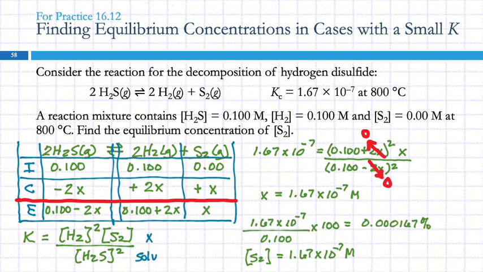So from the solver, I'm getting 1.669977 times 10 to the minus 7. Is that different at all? No, it isn't. Any questions?